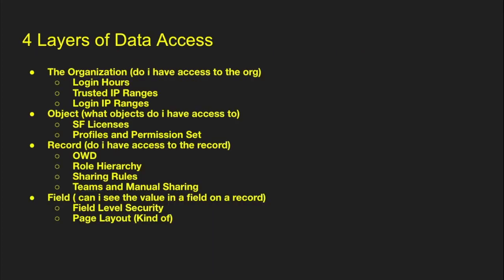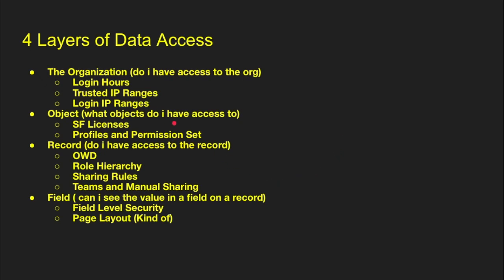There are 4 layers of data access. There's the organization. First of all, do I have a user? Once I have a user, if we have login hours or trusted IP ranges or login IP ranges, do I fall within the limits of those, or am I able to log into the org? Once I have access to the org, my profile is going to dictate what objects I have access to. Also, my Salesforce license could point me in that direction as well. So my license and my profile's permissions can tell me what objects I have access to.